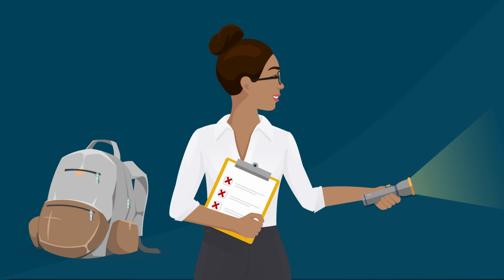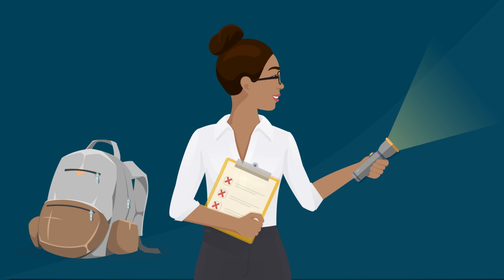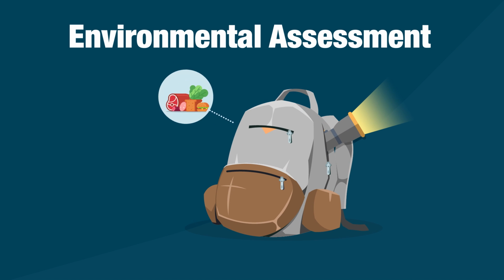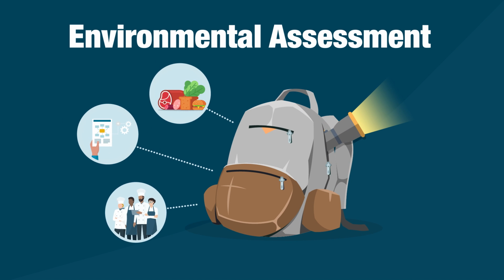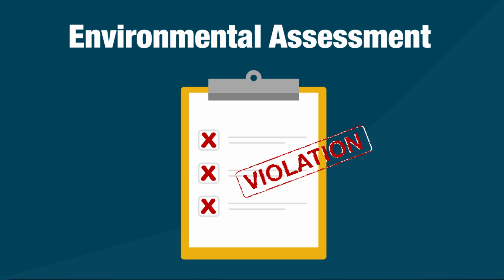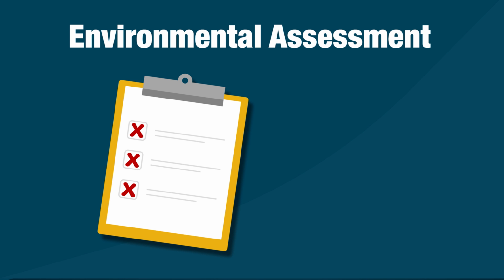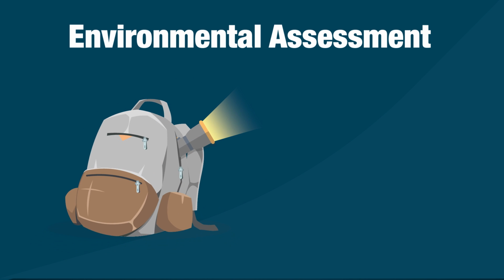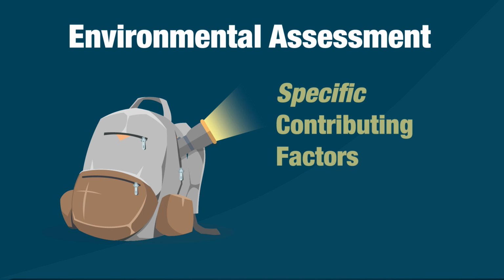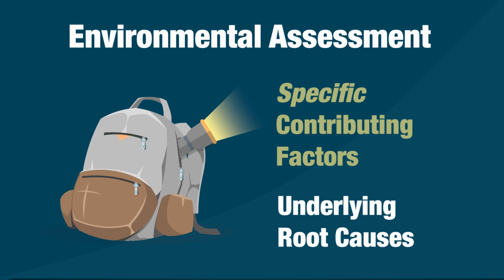Identifying the factors that lead to outbreaks and their underlying causes requires a different approach and mindset than performing a routine inspection. An environmental assessment is a systematic process that focuses on specific foods, processes, and people. Food safety violations might be identified during the environmental assessment that are not associated with the outbreak. Environmental health specialists must distinguish these general violations from actual conditions that led to the outbreak. While violations not associated with the outbreak are important, the immediate goal of an environmental assessment is to identify the specific contributing factors and their underlying root causes.